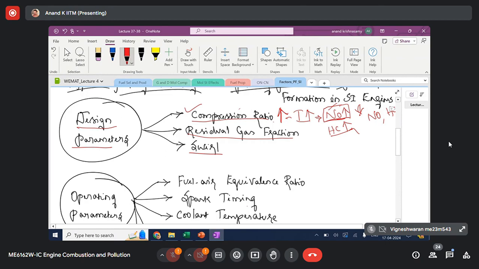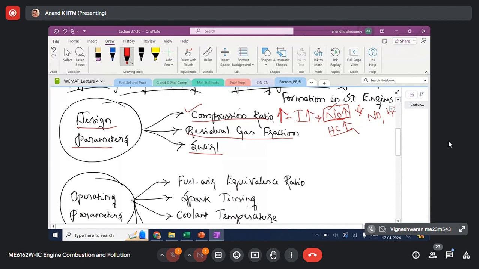Also, the flame wall quenching. That is, a flame will quench at some finite distance from the cylinder wall, and that is what is the quench distance. The quench distance is also a function of surface to volume ratio. When you increase compression ratio, the surface to volume ratio will be considerably high. We have less volume, we have more surface available for heat loss. So flame wall quenching will also increase when the compression ratio is increased.